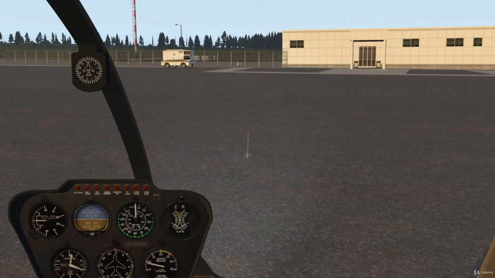So this was a landing from loss of tail rotor effectiveness during a hover. In the next lesson, we'll discuss LTE during forward flight.